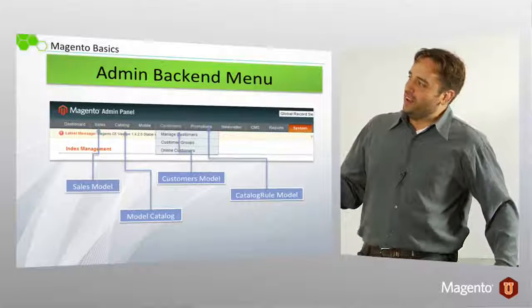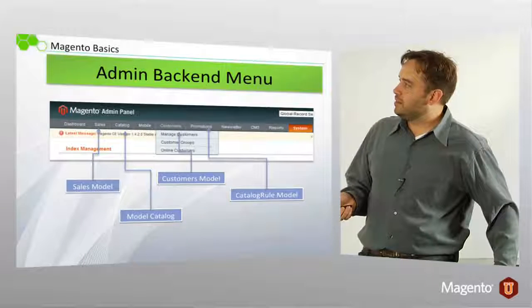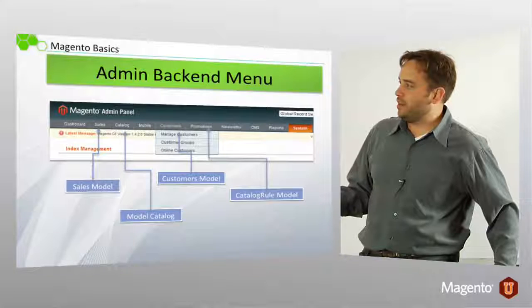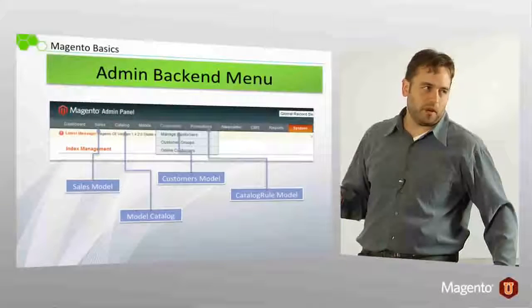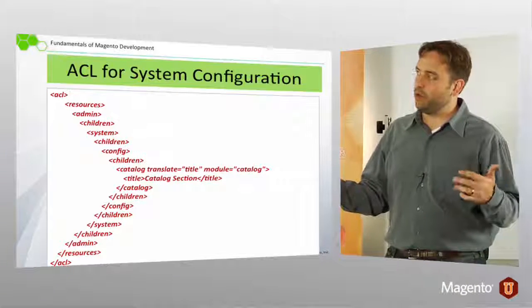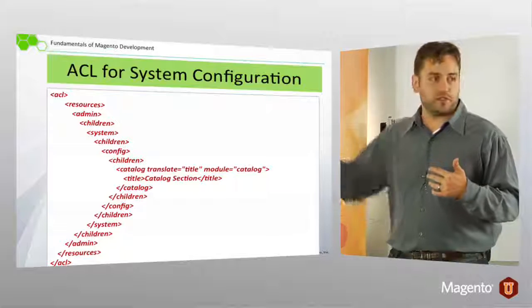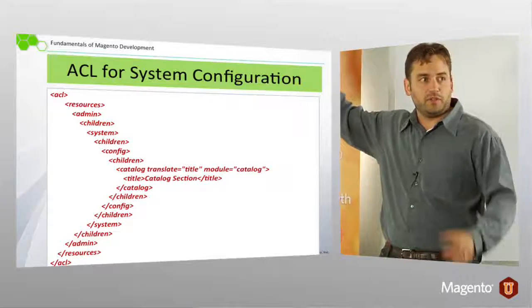Sorry, these should probably say module. ACL for system configuration. So, here is, again, let's see. Now, this is for the system configuration. So we have the same pattern that we had before. Config, ACL, resources, admin, children, system. So that's that system, top level. Just like we have catalog.